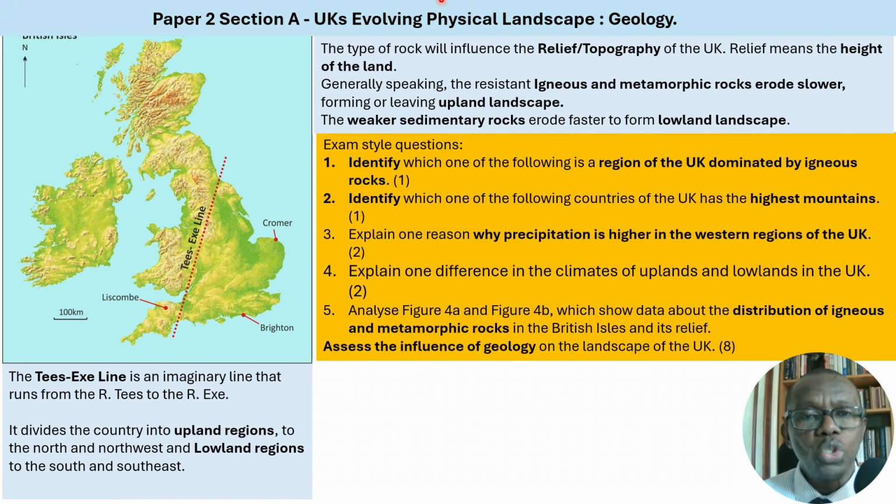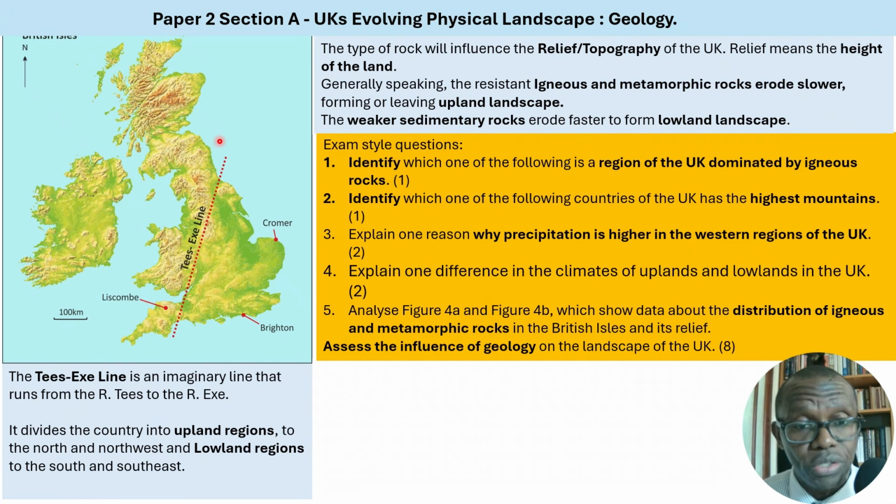Now, the next thing that we need to talk about is the influence of that geology, so the types of rock, on the relief or the topography of the UK. Now, we do know that relief refers to the height of the land. Generally speaking, where we have igneous and metamorphic rock, those rocks being a lot more resistant will erode a lot slower to form upland areas. Then where we have sedimentary rocks, which are less resistant, they are going to erode a lot faster to form lowland landscape.